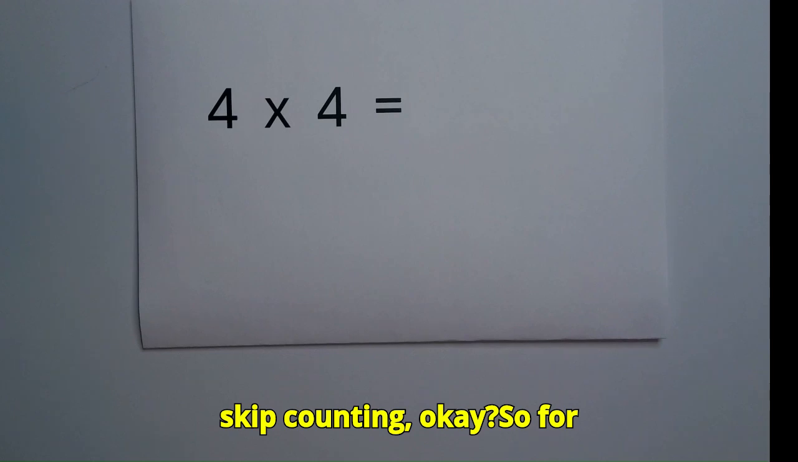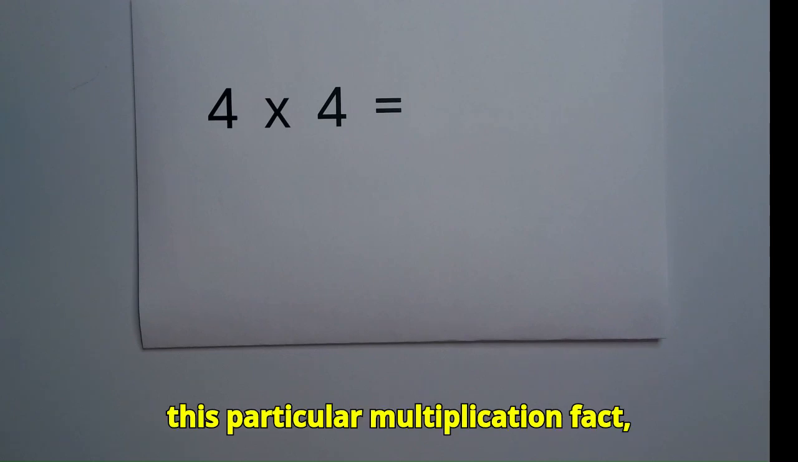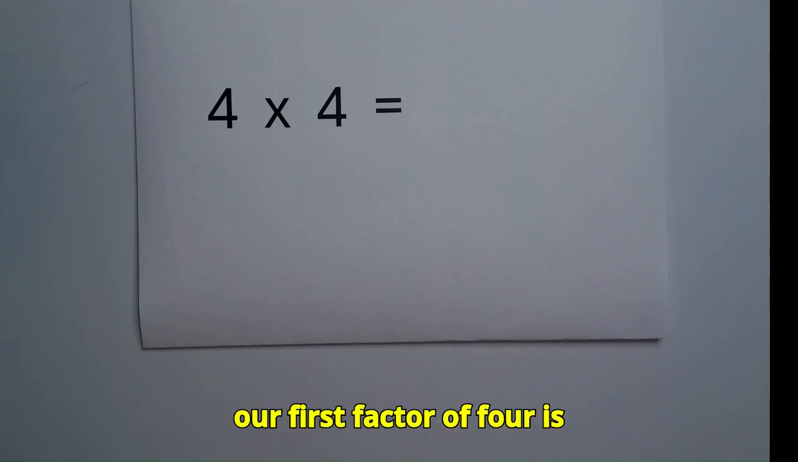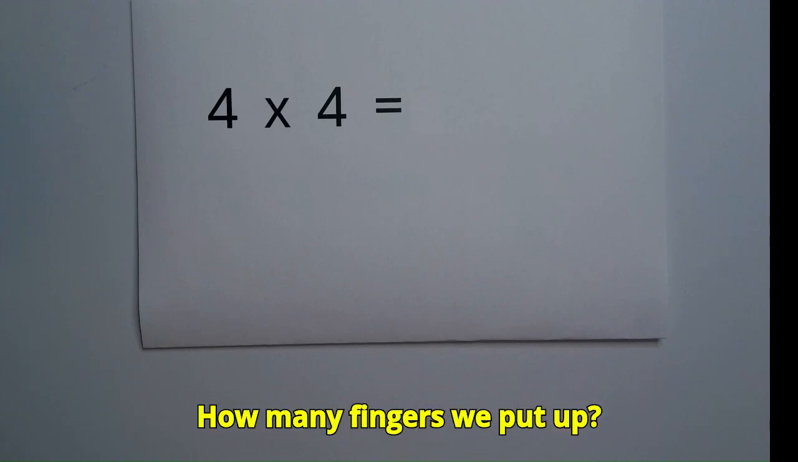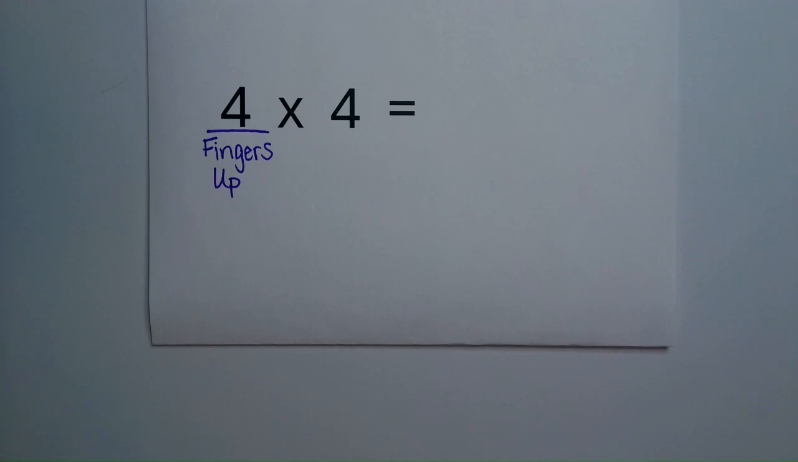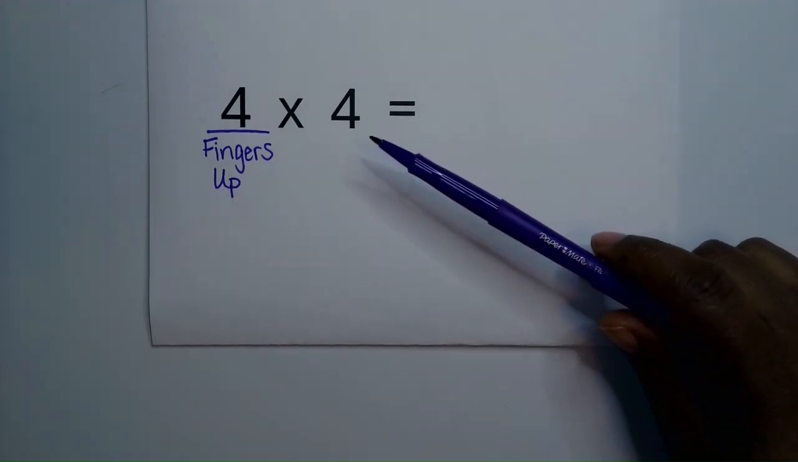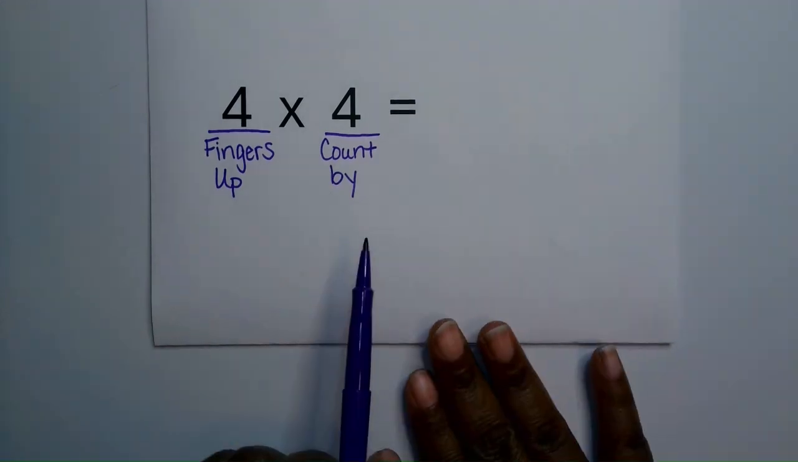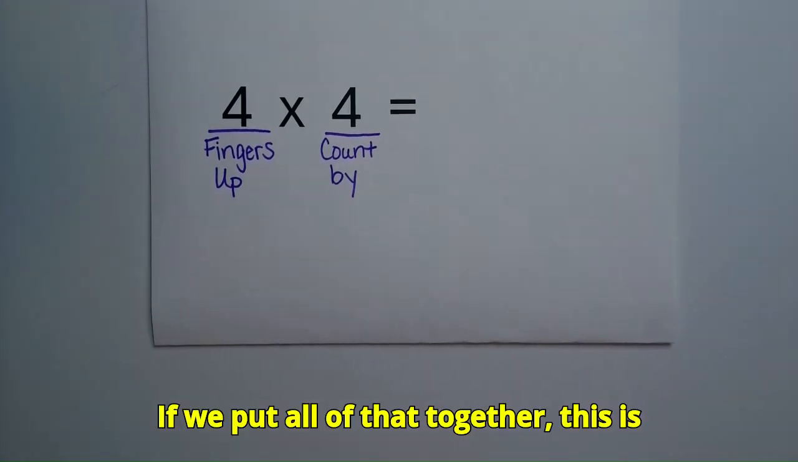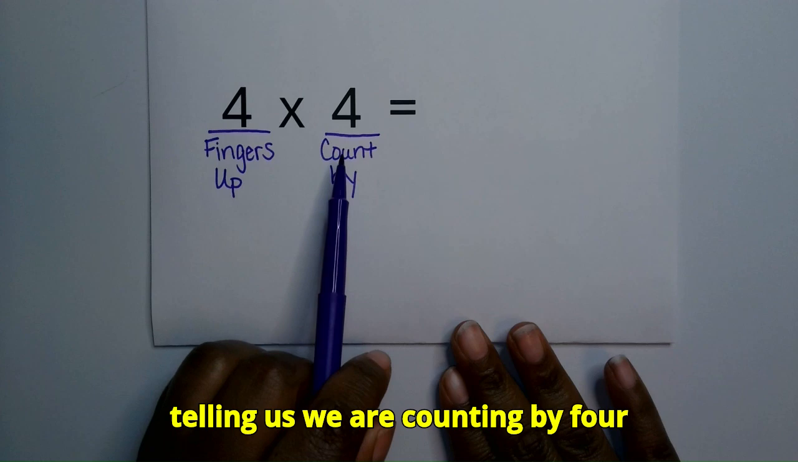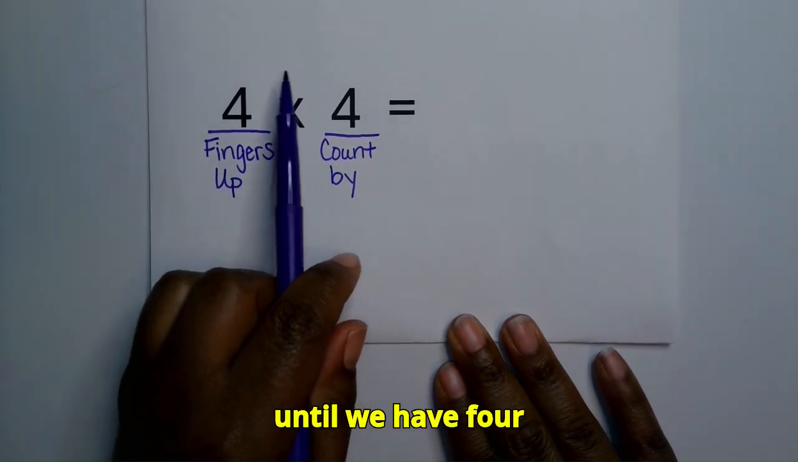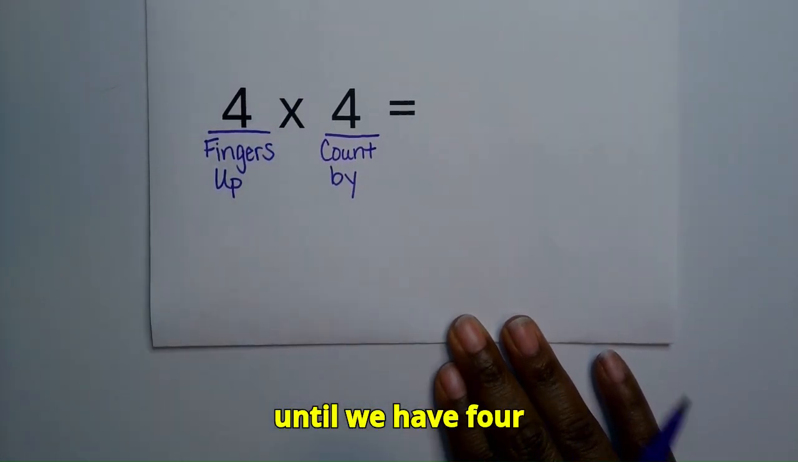Okay, so for this particular multiplication fact, our first factor of 4 is going to represent how many fingers we put up. Our second factor of 4 is going to represent what we count by. If we put all of that together, this is telling us we are counting by 4 until we have 4 fingers up.